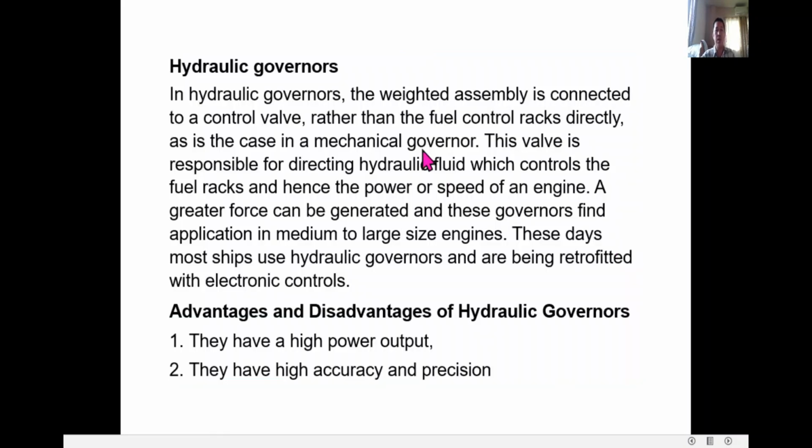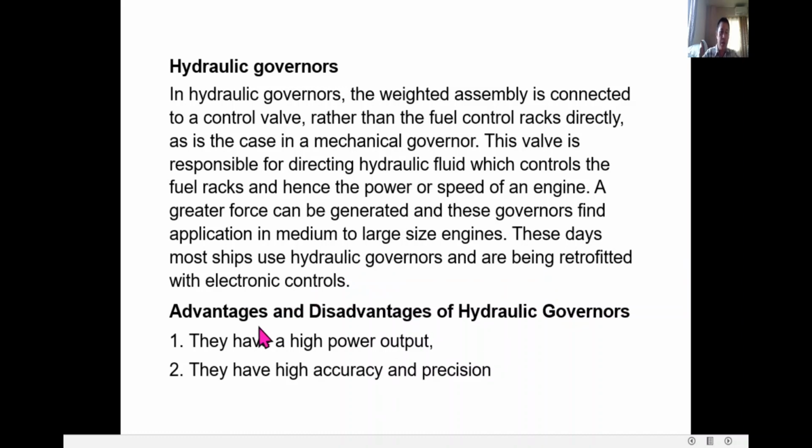Hydraulic governors. In hydraulic governors, the flyweight assembly is connected to a control valve rather than directly to the fuel control racks as in the mechanical governor. This valve is responsible for directing hydraulic fluid which controls the fuel racks and hence the power or speed of an engine. A greater force can be generated, and these governors find application in medium to large size engines. These days most ships use hydraulic governors, and they are being retrofitted with electronic controls.